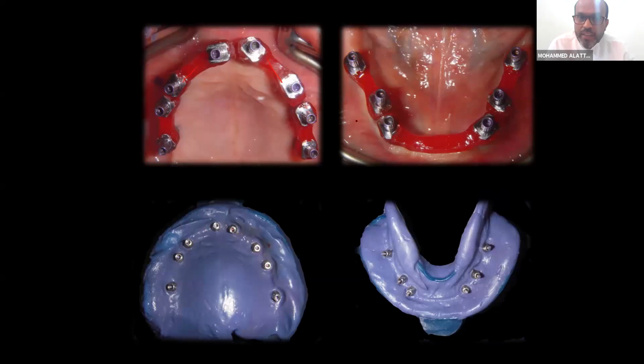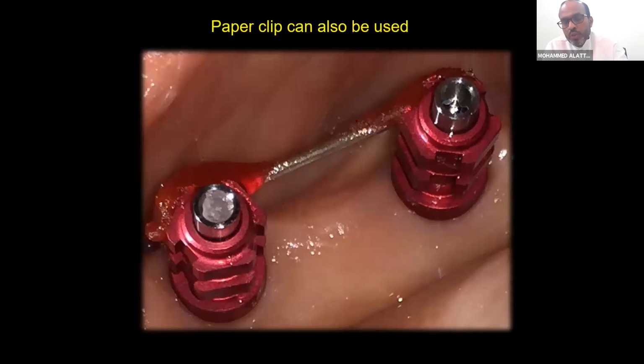And also we use a paper clip for joining, or for taking the impression in the undercuts. Sometimes you have a shortage in your clinic, so you can use what you have, like these paper clips. It's available most of the time. You can put your paper clips, make connections, and take the final impressions.